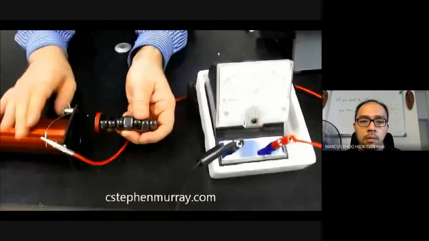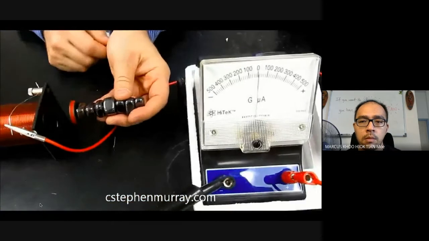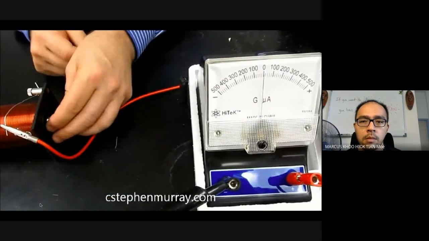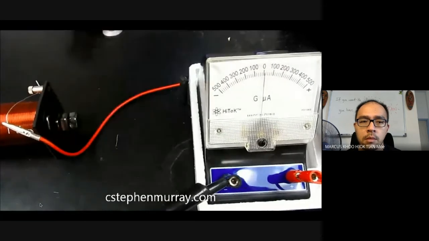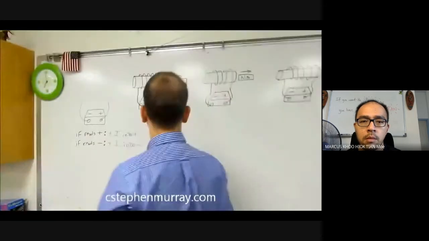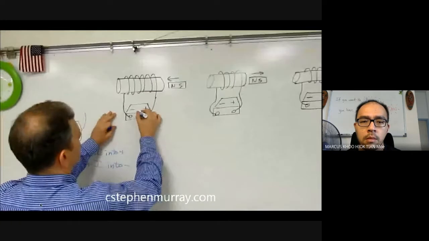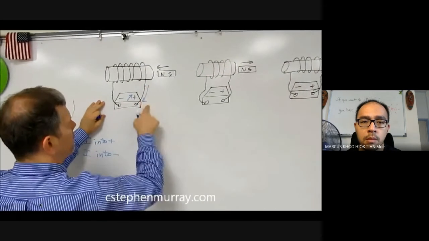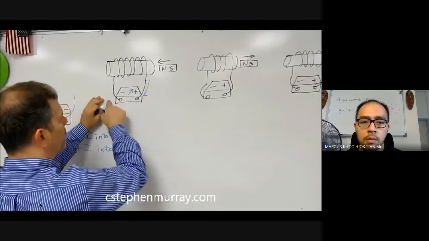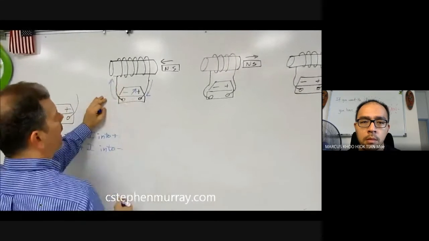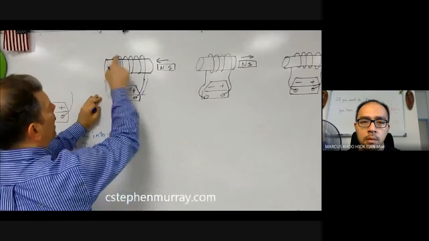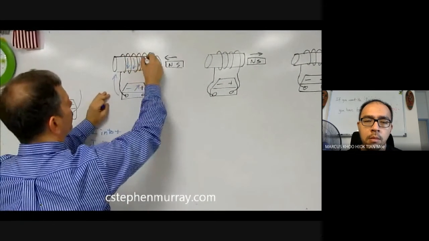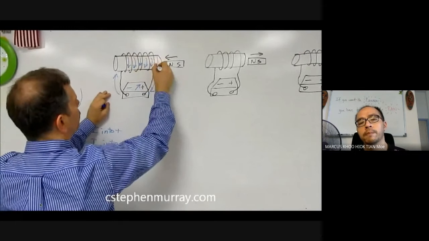Okay, I'm about to put the north pole in, watching the galvanometer. Now, you saw it go to the positive side. Let's mark this on the board. The galvanometer read positive, which means current is flowing into the positive side, which means the circuit being complete, it must go that direction. If we follow it from behind, it means all of the current on the front side of the solenoid is going this direction.